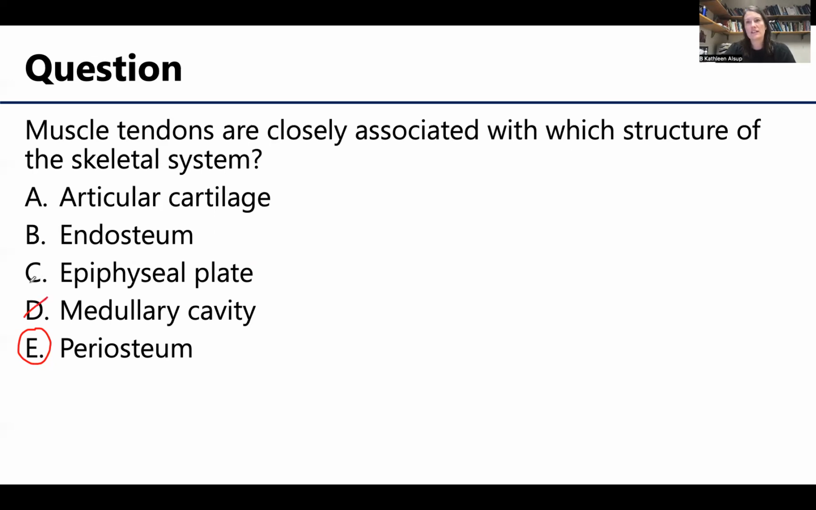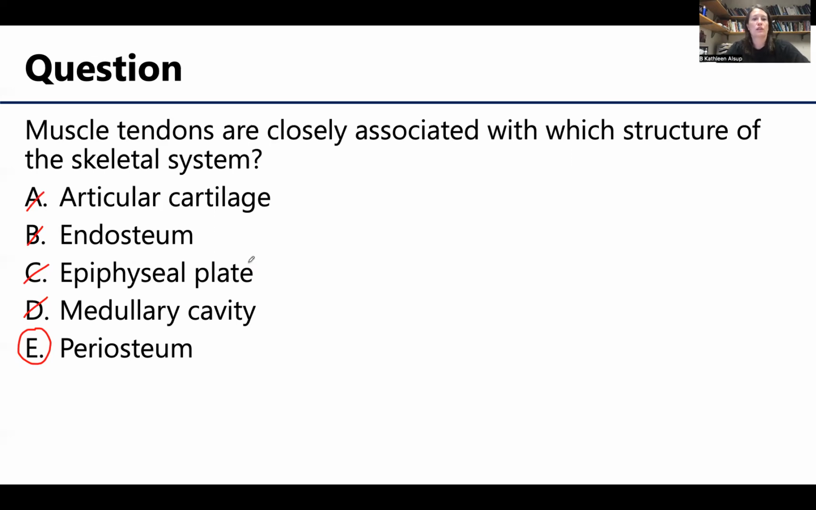Epiphyseal plate, no, that's a joint, remember, so we're not generally going to have tendons going through, say, the synovial cavity and that type of region, or even at the epiphyseal plate. Certainly tendons can play a role in terms of protecting joints, but generally you're not going to have a connection straight to that region. Endosteum, also a bit too internal, similar to the medullary cavity. And the articular cartilage, same, it's not going to connect to that cartilage on the ends of bones.